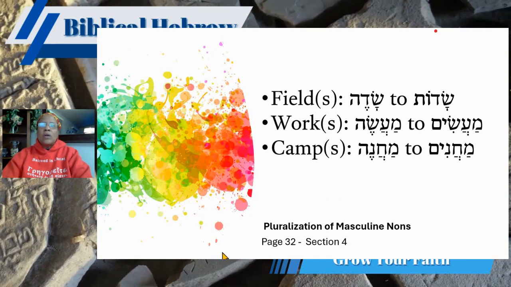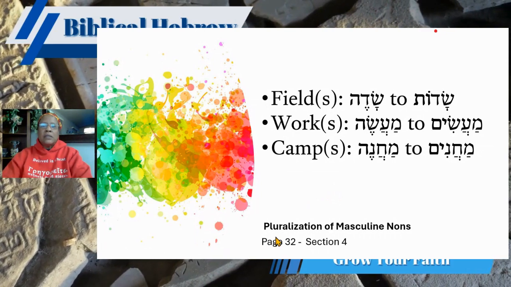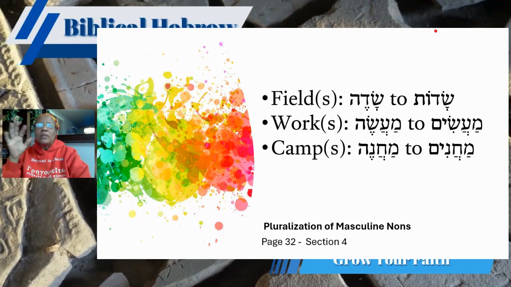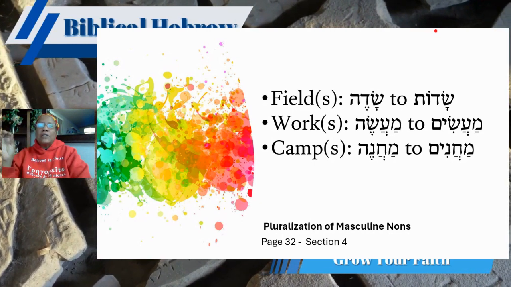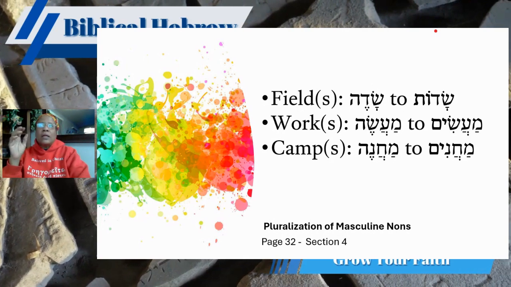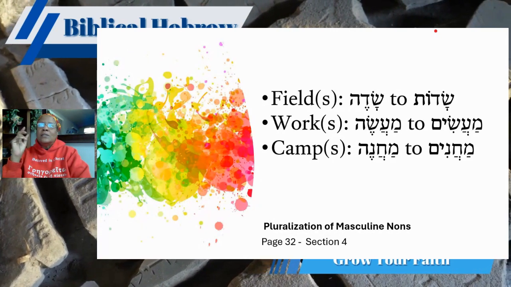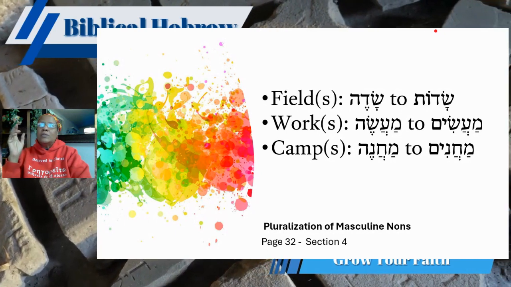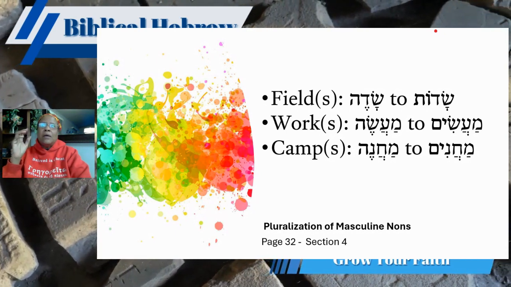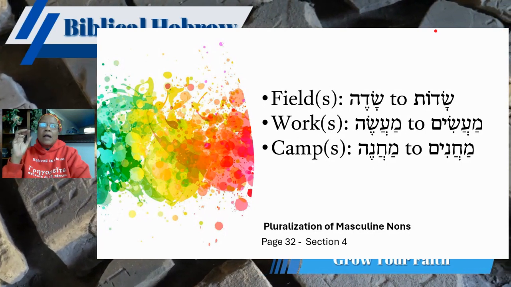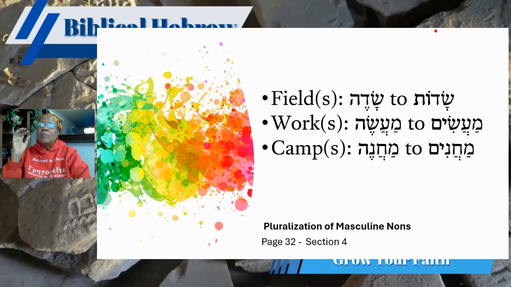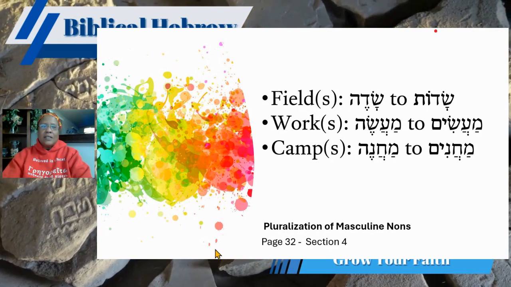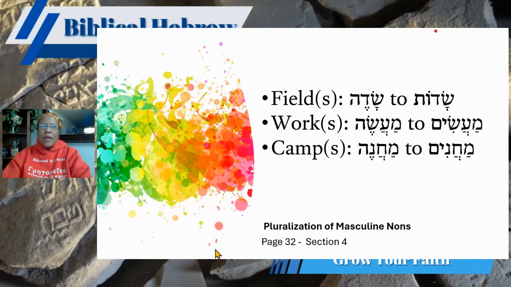Okay, so what we're doing is checking out and just making sure that we understand what we're going to do. We're dealing with the pluralization of masculine nouns, and we're going to turn Sade into Sadot, and then Ma'ashe into Ma'ashim, and Ma'kane into Ma'kanim. All right, and let's see how we do that.